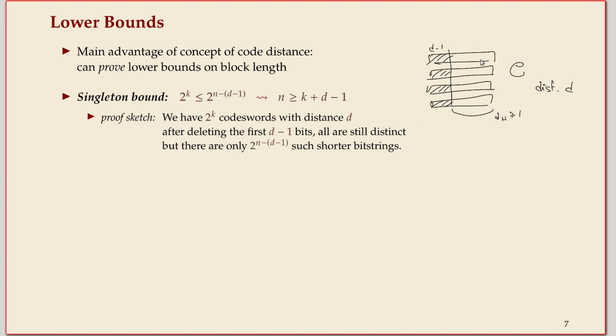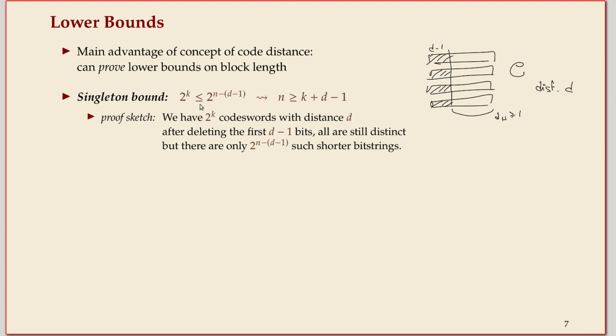So if there's so many and they're all distinct, their number is still 2 to the k. But for the shorter substrings, there's only n minus (d minus 1) bits left. So we can only have 2 to the n minus (d minus 1) different such strings. That's why the number of different strings can be at most that. That's the number of bit strings that are left. Okay, so that's the first bound.